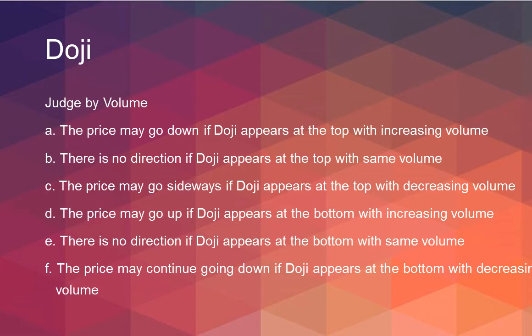Then, judge by the volume. The first one: the price may go down if Doji appears at the top with increasing volume. So if you see the Doji at the top, you should prepare to sell. The next one: there's no direction if Doji appears at the top with the same volume, so you should check by the volume. The price may go sideways if Doji appears at the top with decreasing volume. The price may go up if Doji appears at the bottom with increasing volume. There's no direction if Doji appears at the bottom with the same volume. The last one: the price may continue going down if Doji appears at the bottom with decreasing volume. These are some points for using the Doji candlestick to judge. Okay, you should judge by volume.